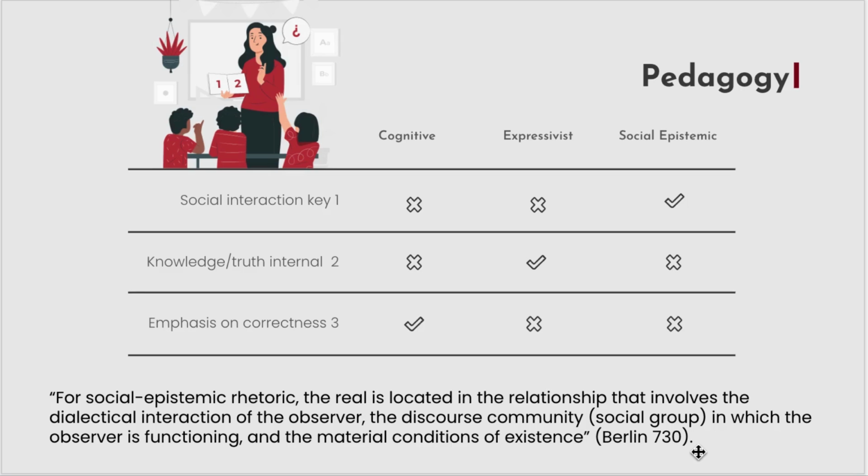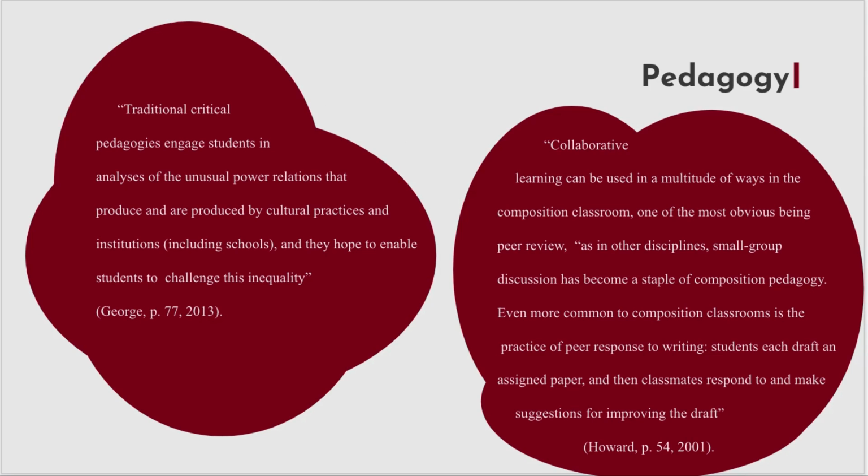So as James Berlin found, for social epistemic rhetoric, the real is located in the relationship that involves the dialectical interaction of the observer, the discourse community, or social group, in which the observer is functioning, and the material conditions of existence. All right, so as George found, traditional critical pedagogies engage students in analysis of the unusual power relations that produce and are produced by cultural practices and institutions. So that includes schools, and they hope to enable students to challenge the inequality.